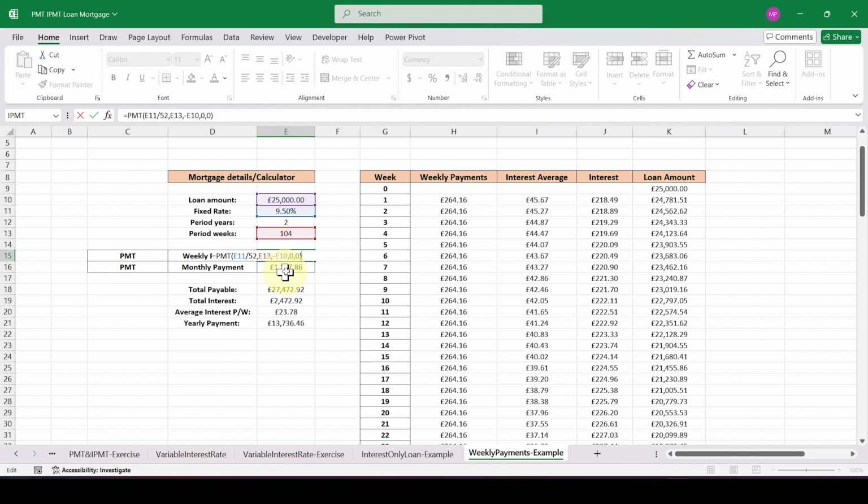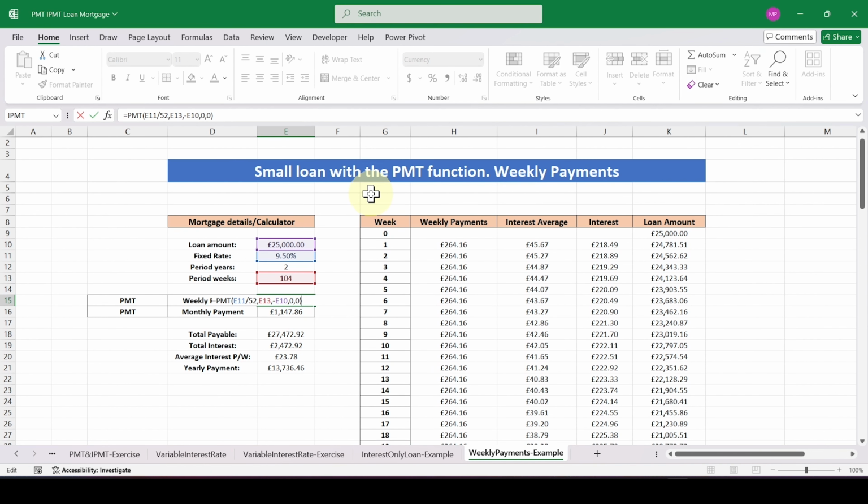So what I've created here is very similar to what we have already created in some of the previous tutorials. So it's pretty much the same principle with regard to this loan. As you can see, it's not a varying interest rate. It is a fixed rate, which you already know is pretty typical for a smaller type of loan.